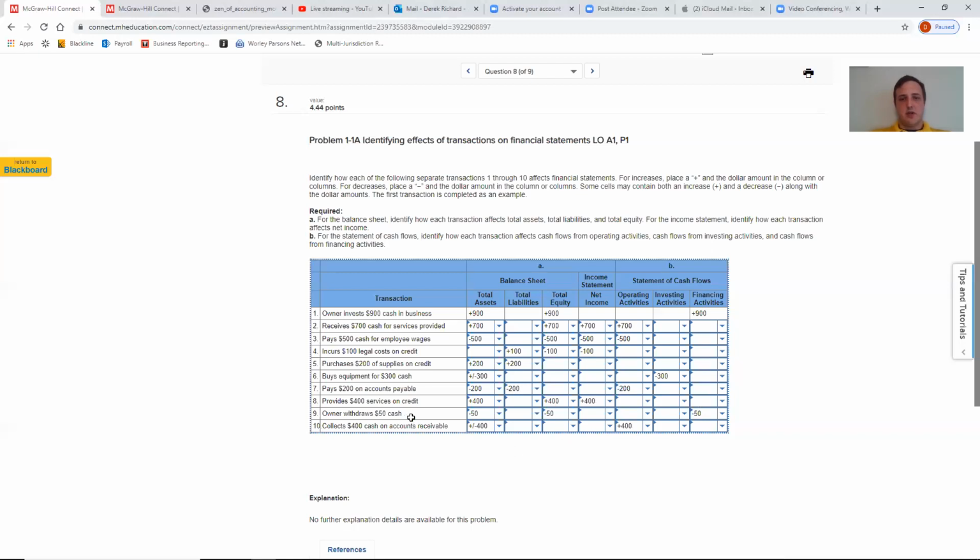And then if we withdraw cash, cash is going down. Equity is going down because he has less stake now. And that's a financing activity. It's just the negative of this.